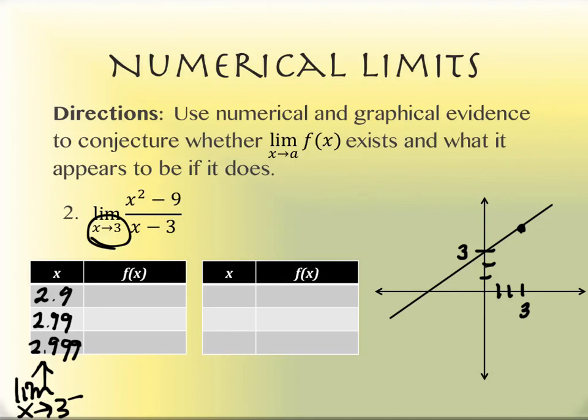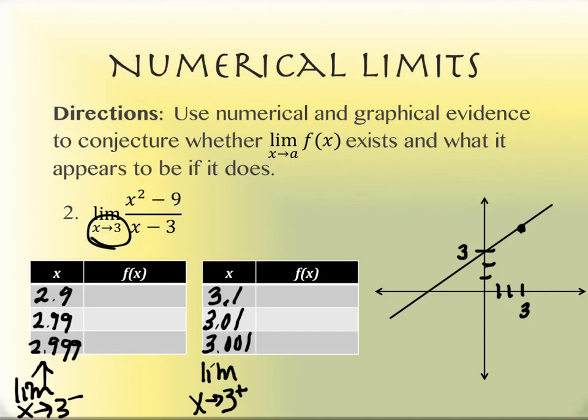But I need to do it from the other side as well. From the other side means values slightly larger than 3. So maybe 3.1, 3.01, and 3.001. And these again would be the limit as x approaches 3 from the right-hand side. The table is set up exactly on purpose the way that it is, because as you go down the table, you're getting ever closer to the value 3. You're moving along the curve in the right direction. You're following that arrow like we did in the picture.